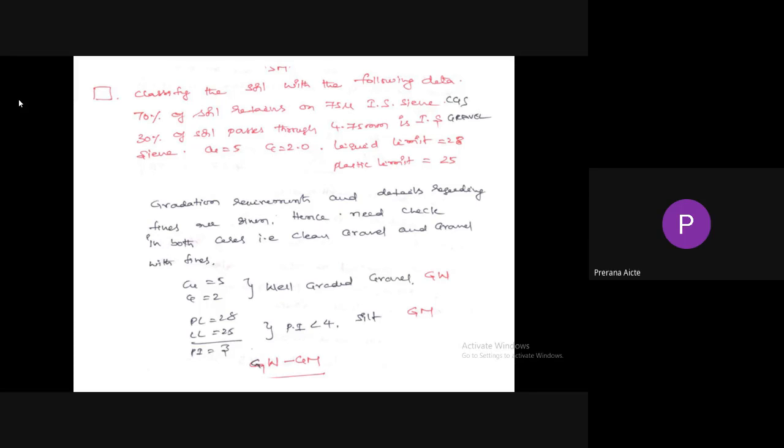Liquid limit is equal to 28. Plastic limit is equal to 25. So plasticity index is equal to 3. So plasticity index is less than 4, hence it is called as silt. So dual symbol: well graded gravel, also silty gravel. The soil is classified as well graded gravel, also silty gravel. So GW-GM.